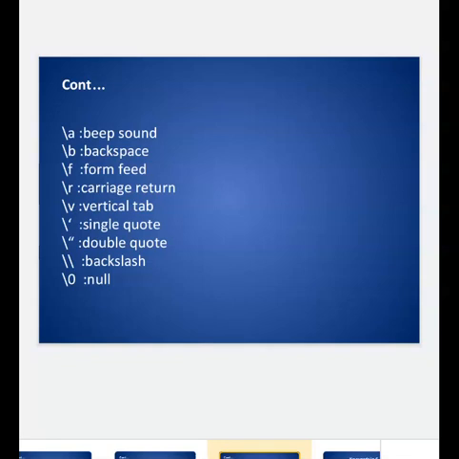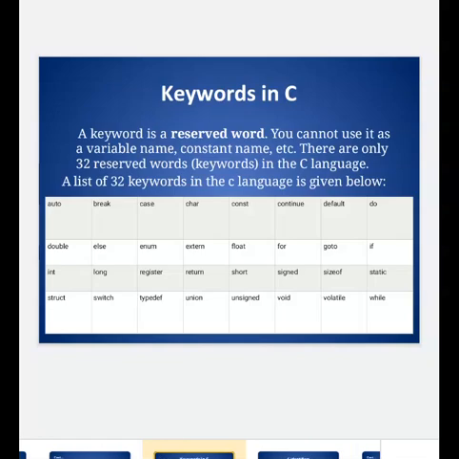And next comes the keyword. A keyword is a reserved word, and it cannot be used as a variable name or constant name or a function name, etc. In C, we have 32 keywords, and they are given below. For example, auto, break, case, char, const, continue, etc.